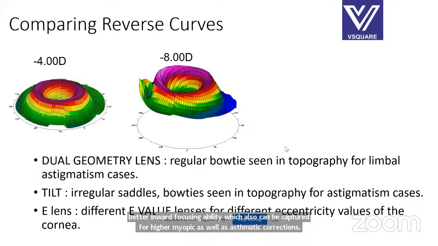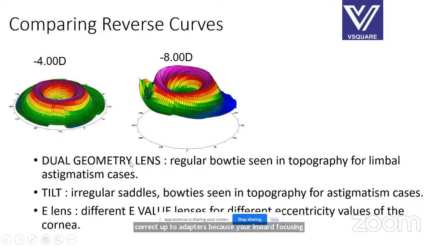So this is about the reverse curves that we talk about. This is of -4 diopter, where your central cells are migrated towards the mid-peripheral region and the peripheral cells also migrated. And this is about the -8 diopter cornea, where it can also correct up to 8 diopters because your inward focusing ability is better.